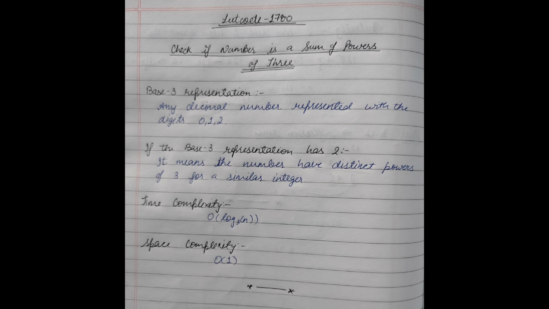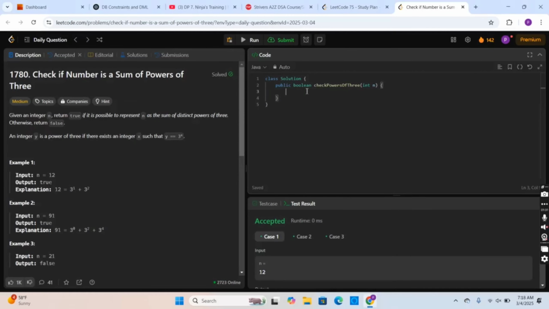So the time complexity of this approach will be O(log base 3 of n), as we are dividing the number by 3 to get the base 3 representation, or ternary representation, of that number, and the space complexity will be O(1), as we are not using any other space.